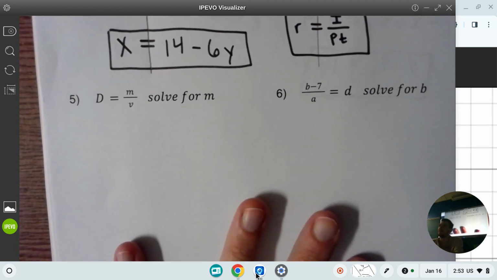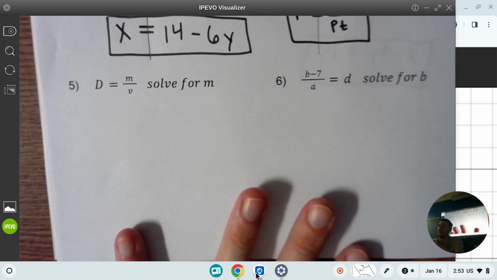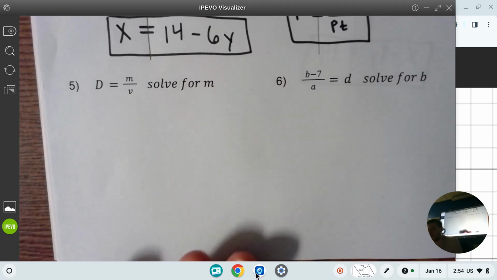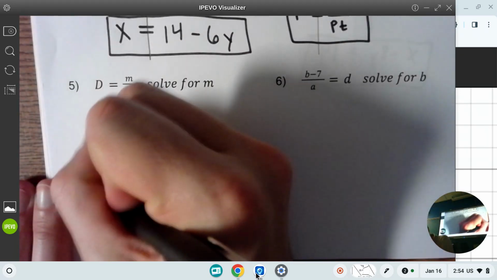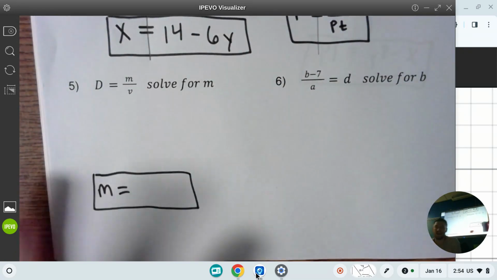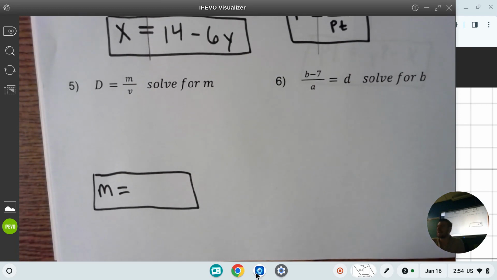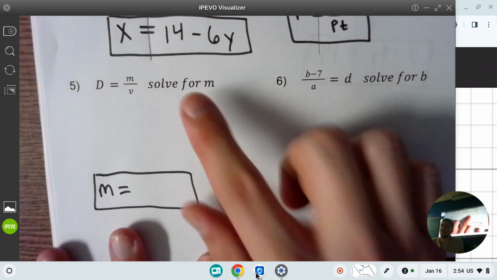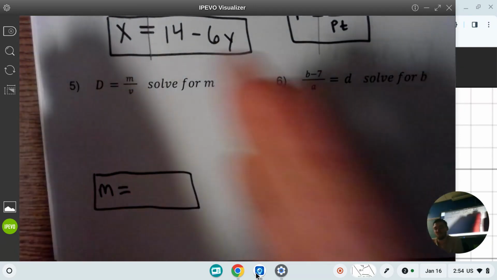All right, so here we go. Stay with me for this question. We'll get it. All right, really simple. We want to have the answer M equals something. That's where we want to get. It says solve for M. The M is on the wrong side.